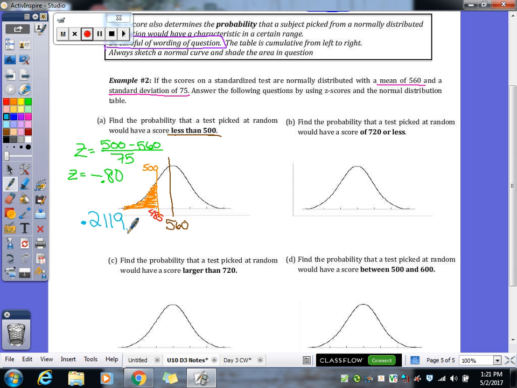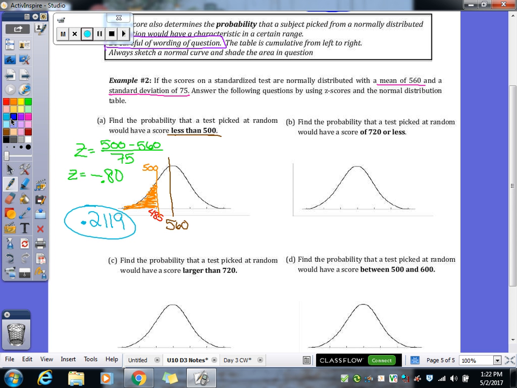You should get 0.2119. So that right there, this chart always gives you how many people did less than that score. So it's always cumulative starting from the left. So that number right there, that is the probability of getting a score less than 500. I went on my z-score chart to negative 0.80, and that's the number I got.